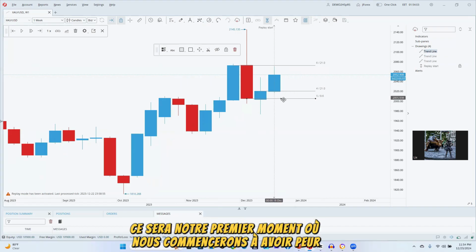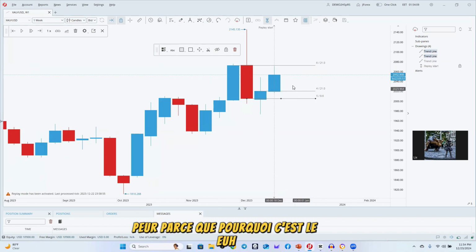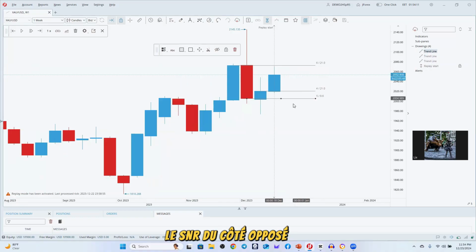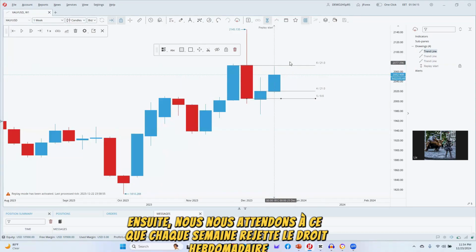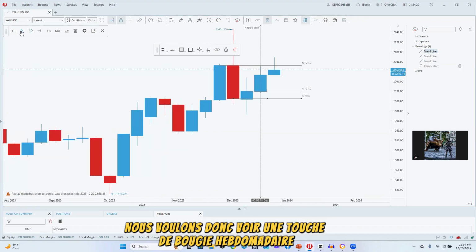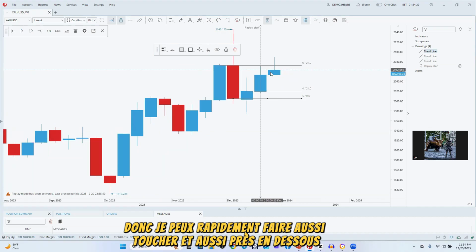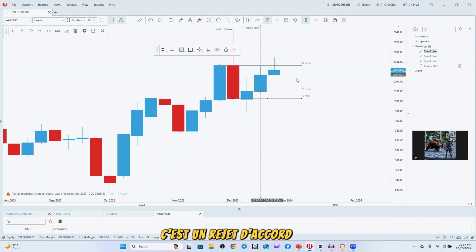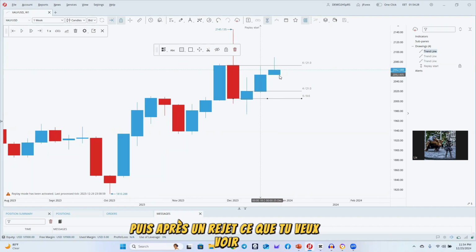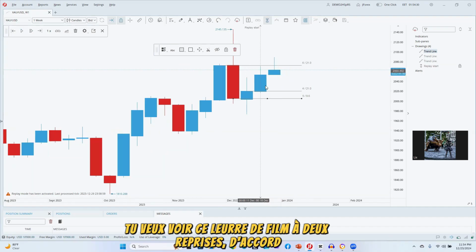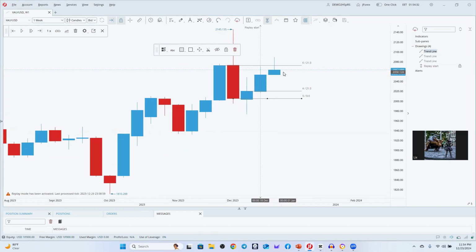These are going to be our first point where we start becoming scared, because this is the SNR on the opposite side. If this is the SNR, then we expect weekly to reject it. We want to see a weekly candle touch and close below. This is a rejection. After the rejection, what do you want to see? You want to see that 2 time frame lower has a breakout.